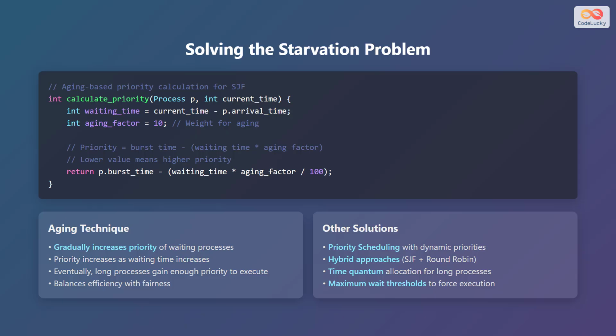Other solutions to starvation include priority scheduling with dynamic priorities, hybrid approaches like SJF plus round robin, time quantum allocation for long processes, and maximum wait thresholds to force execution.